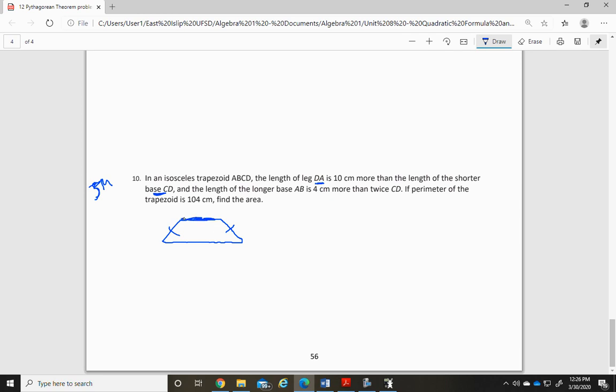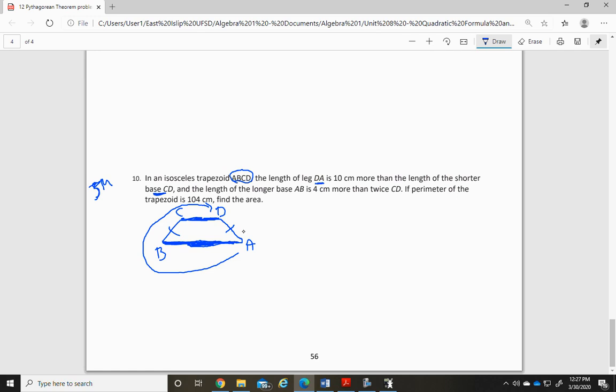So according to my picture, this base is definitely shorter than this base. So the bases are the sides of the trapezoid that are parallel to each other. One is longer, one is shorter. The legs are the things that are congruent to each other. So they want me to call this CD, and the way that we label figures is in the order in the name of it. It's called A, B, C, D. So this must be A and this must be B, because I go A, B, C, D. You have to continue around in the same manner.